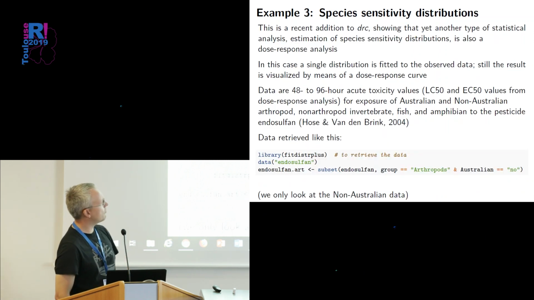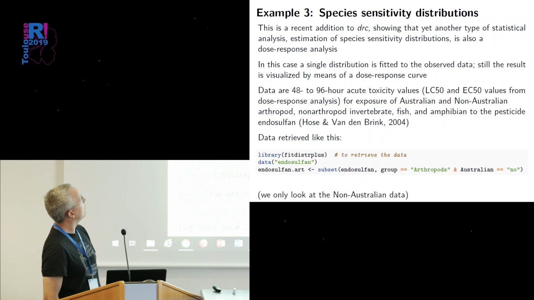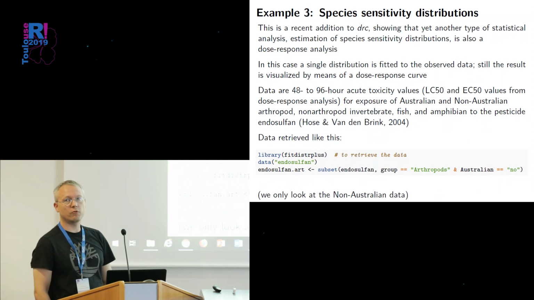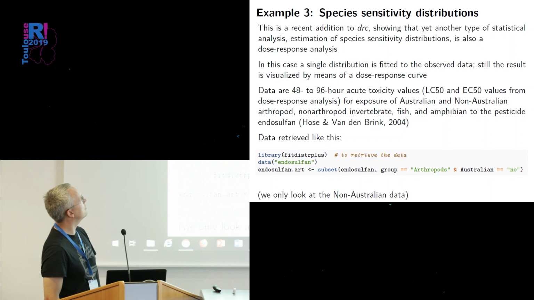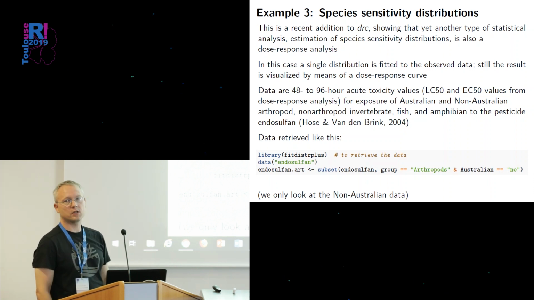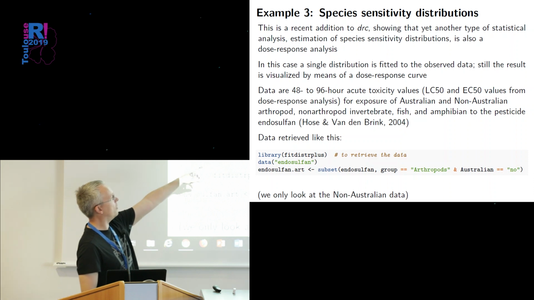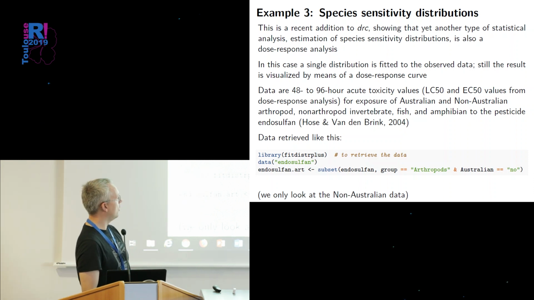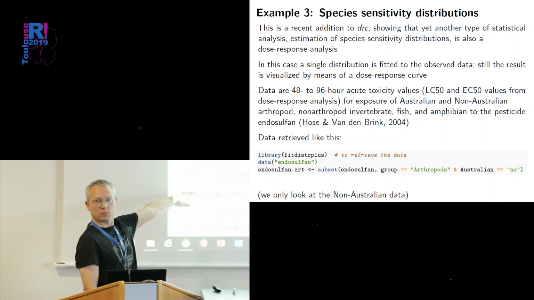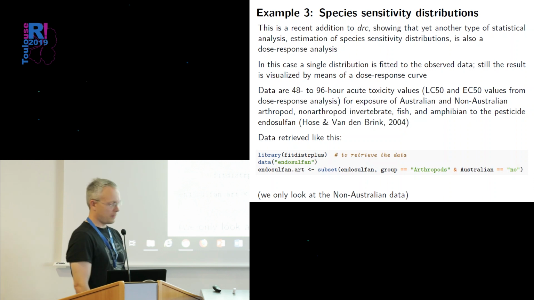Then I have another example just to show you maybe something else. It's a very recent addition, so we haven't even written up the paper on how this is working, and that's dose response analysis that covers in principle also estimation of species sensitivity distributions. And I have data here, it's published in 2004. You can get it from this package, so I simply use this to extract the data.